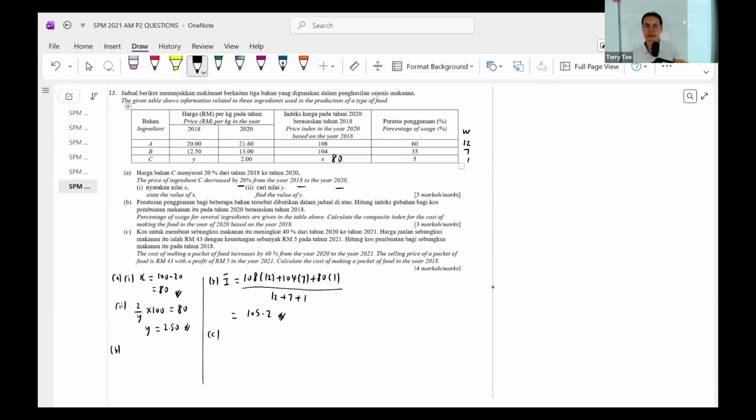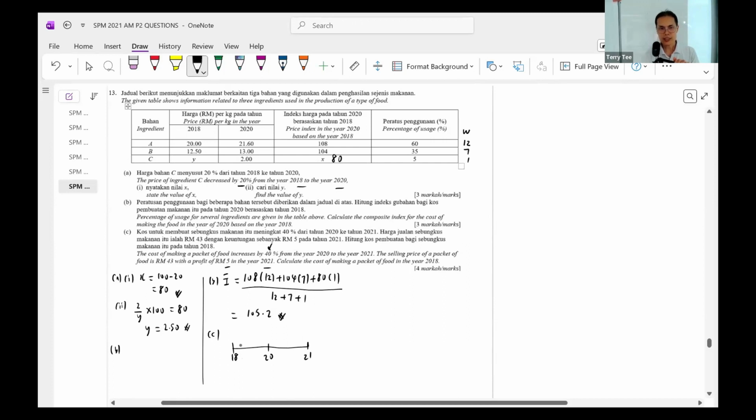Okay, part C. The cost of making a packet of food increased by 40% from year 2020 to 2021. The selling price of the packet of food is 43 ringgit with a profit of 5 ringgit in the year 2021. Calculate the cost of making the packet of food in year 2018. Okay, we can do it this way. We use the chain rule first because we know there are 3 years involved. The first year is 2018, second is 2020, third year is 2021.